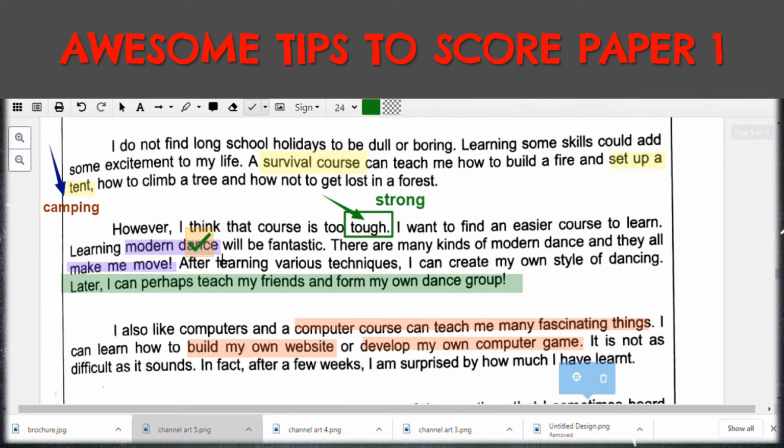However, I think that cause is too tough. Too tough means too strong. So you copy the word tough, T-O-U-G-H. Make sure you copy and spell it correctly. Tough. You cannot copy too tough. Too tough is two words. Two words is a phrase. So the answer is only tough.